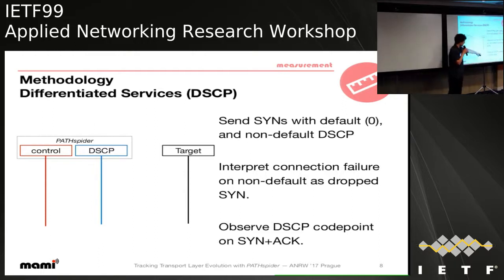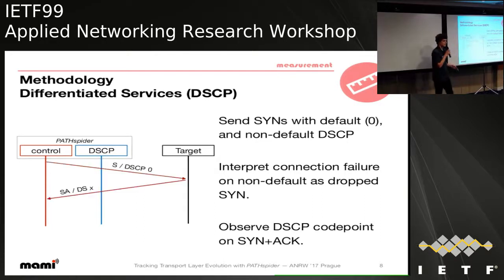And then another question that we're looking at, which is more of a by-the-way thing, is there any link between the DSCP code points you get back from a server and the ones you sent? And ideally, there should be none. So how do we measure this? Well, PathSpider first will open up a regular TCP connection where you set the DSCP code point to 0, which is the default value. And then we open up a second connection with a non-default DSCP code point. And then we see if the second connection fails, we assume that the SYN packet must be dropped, so something is impeding our connection.